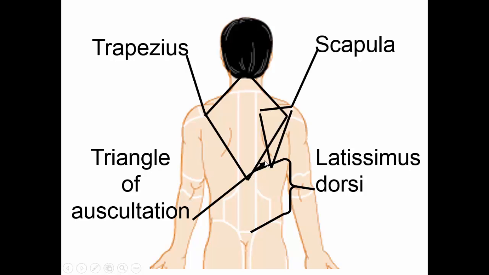At this point, there is basically only skin and a little bit of muscle between the outside and the lungs. If you want to hear breath sounds in the back, this is the best place to listen. Sometimes physicians have you sort of hunch over to open up the triangle of auscultation a little bit.